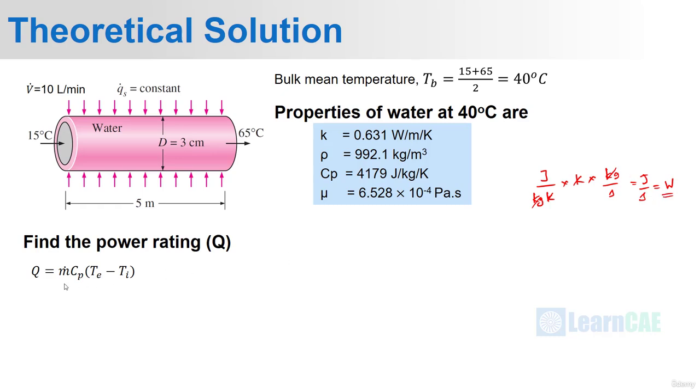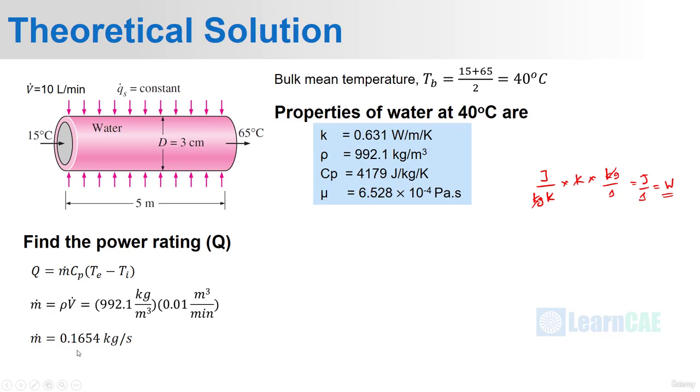To calculate the heat transfer rate, you need to find out the mass flow rate. They have given the volume flow rate. When you multiply this with density, we will get the mass flow rate. Therefore, mass flow rate is equal to density times volume flow rate, that is 992.1 into 0.01 meter cube per minute. We know that 1 liter is equal to 10 power minus 3 meter cube. When you multiply by 10, it will be 0.01. Therefore, mass flow rate is 0.1654 kg per second.